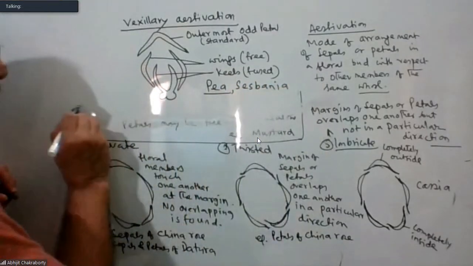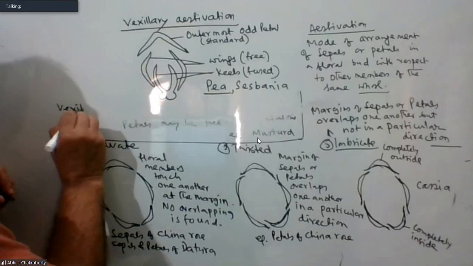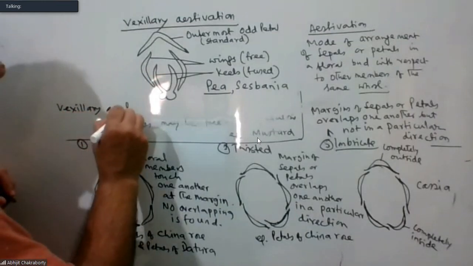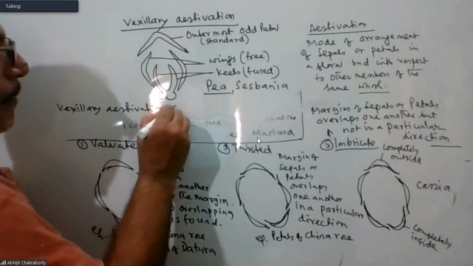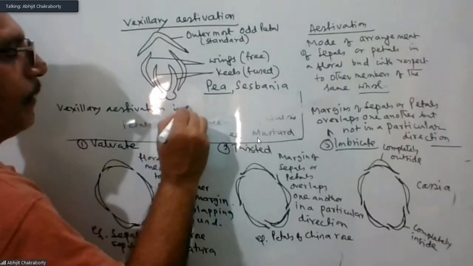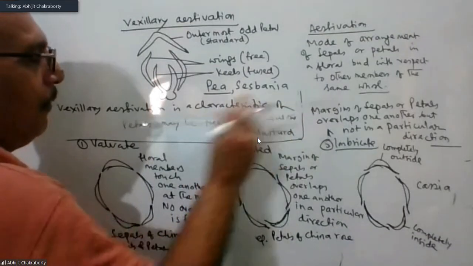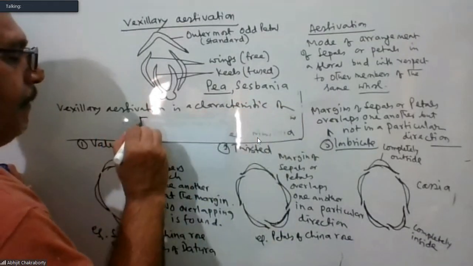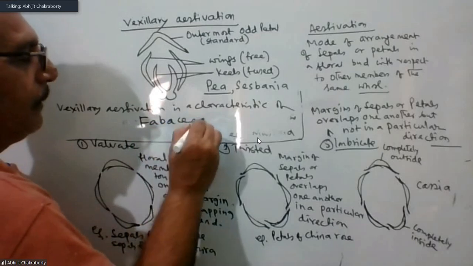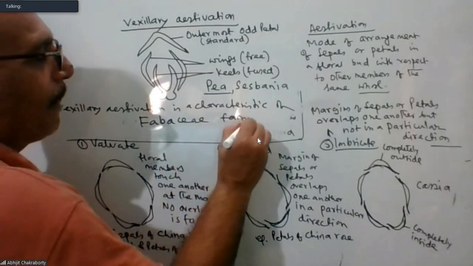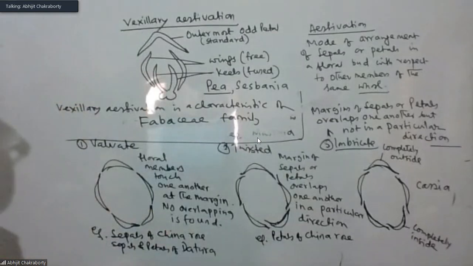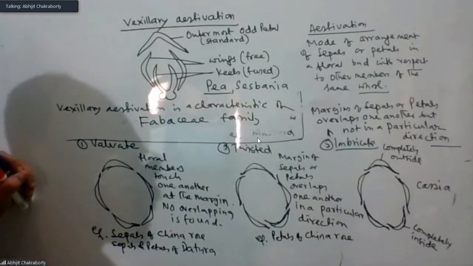Basically, this is a characteristic of the Fabaceae family. In the Fabaceae family, the flowers show vexillary estivation. Clear?